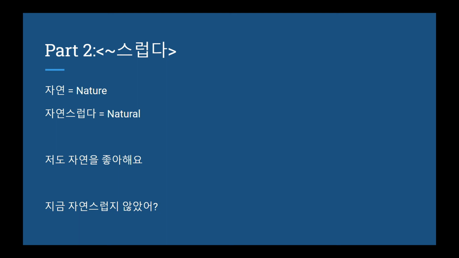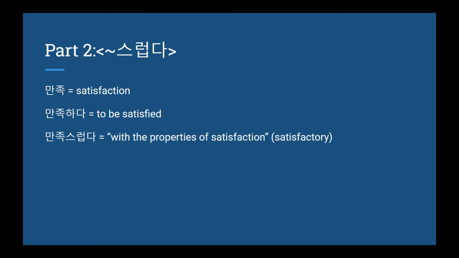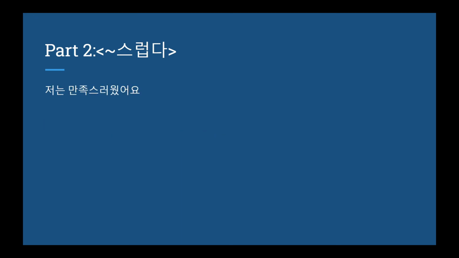The next example is where things get a bit harder though. What if the word in question is used differently than before? So let's look at 만족, which is satisfaction. 만족하다, which is to be satisfied, and 만족스럽다, which is satisfactory, basically. Now let's take a look at this example. 저는 만족스러웠어요. By the definition we just saw, this should mean I was satisfactory, because we said 만족스럽다 is satisfactory. But what it really means is I was satisfied.